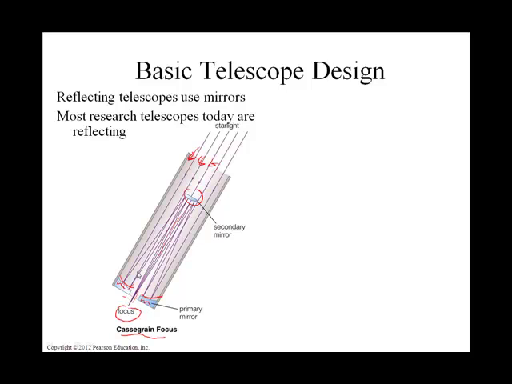Okay. A real common design is a Newtonian design, and what happens is we have a secondary mirror here that shoots it out the side, and you go ahead and observe it here. So again, they both use mirrors, but it's what you do with the image that you bring to a focal point.